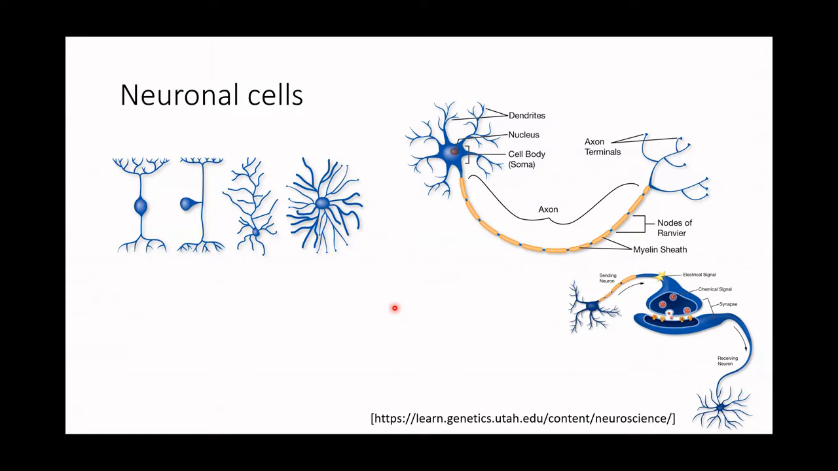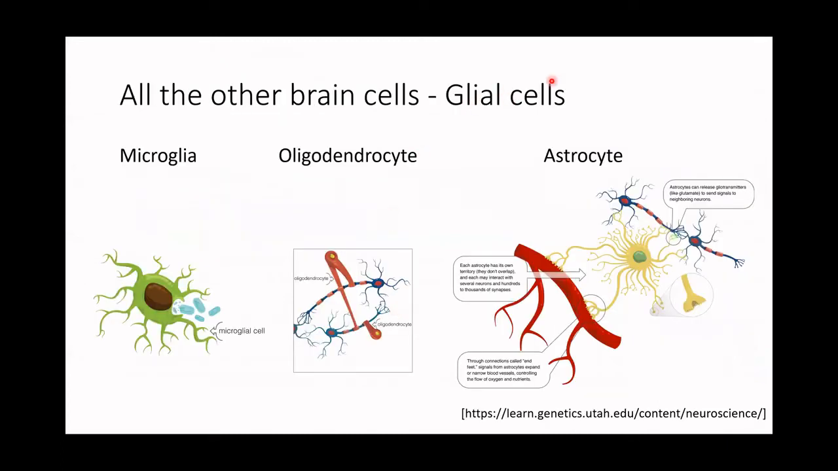So maybe we should be even classifying them further into subtypes. Okay. And then these other cells, these glial cells, are the three major ones that I'm showing here. One is the microglia. The microglia is this immune cell, really. This is called macrophage in other parts of the body. And this immune cell does protect the brain against invaders, right?